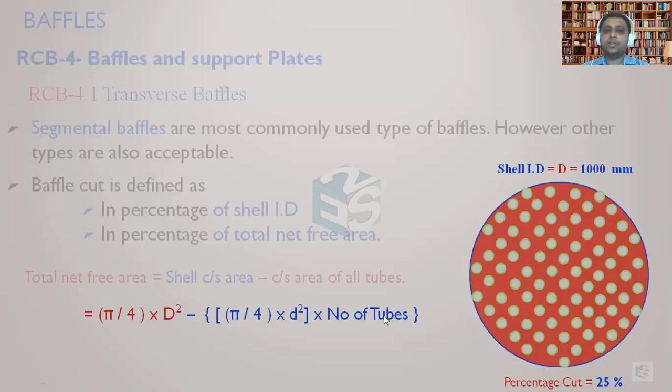Whatever subtraction is coming, that is this maroon color area, which is the total net free area, and from which you have to calculate 25% by multiplying it by 0.25. Whatever is remaining from that, you have to calculate the width or the dimension of that cut, and then you have to define that cut over here.